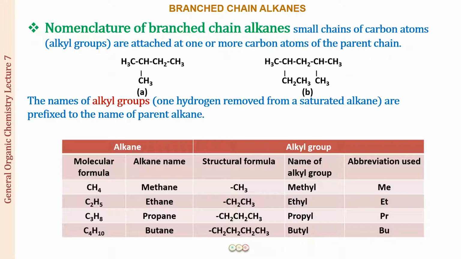All right. Now, one thing you have to understand is that we have the parent chain. We have to number the parent chain because we have to name it in such a way that we get the best possible name according to the IUPAC nomenclature. So here you have to learn certain rules for the naming of the branch chain alkanes, which we will be learning one by one.